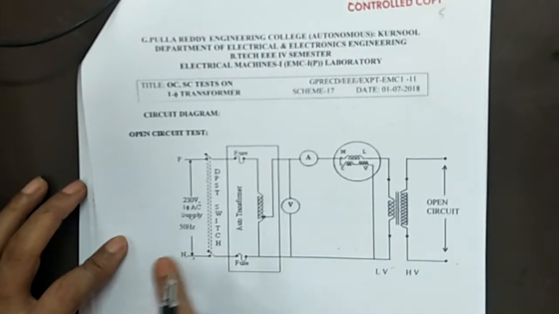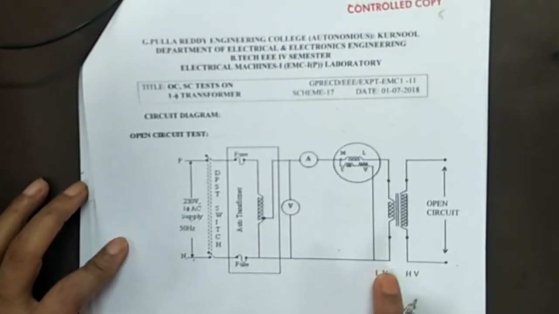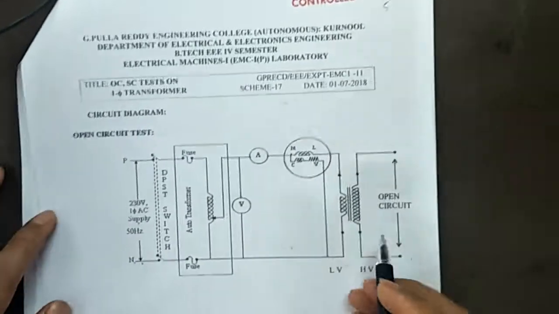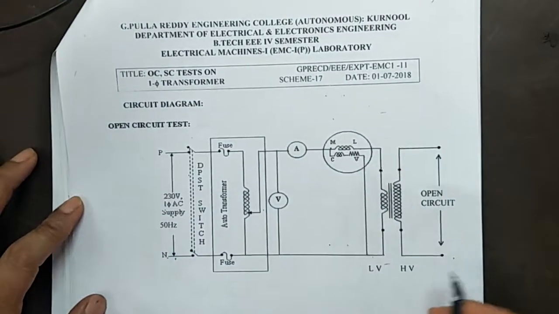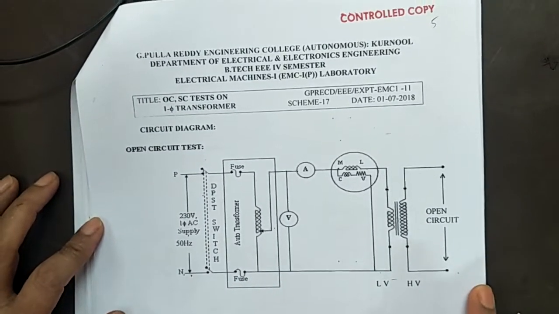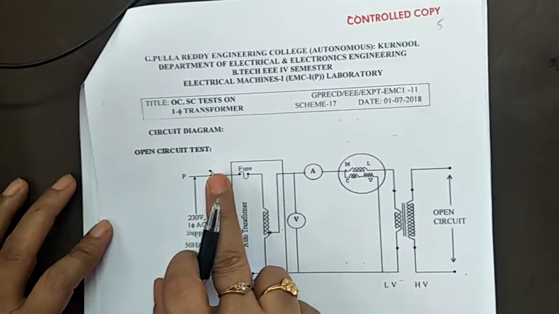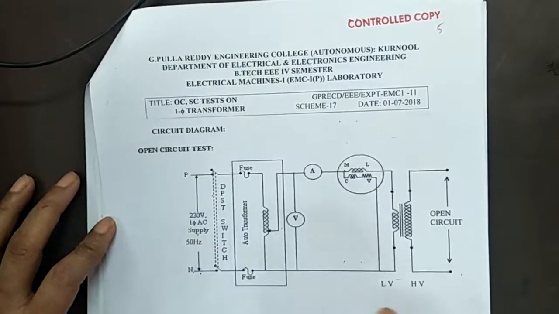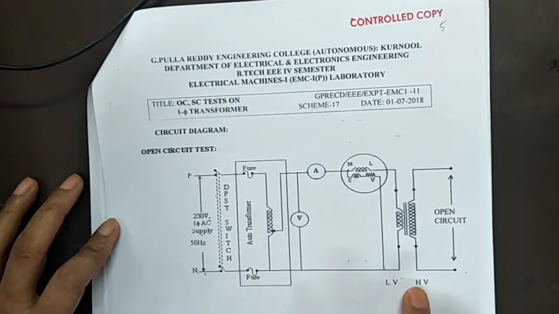That is the reason we apply the rated voltage onto the LV side and leave the HV side open. But for low rating transformers, you can connect the HV side to the supply and leave the LV side open in the open circuit test. The purpose of conducting this open circuit test is to measure the core losses of the transformer.